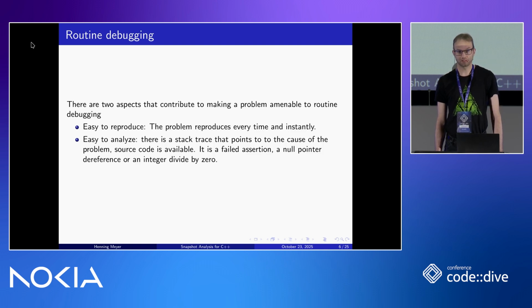The things that make a problem easy to debug are that it needs to be easy to reproduce, and it needs to be easy to analyze. So a null pointer dereference would be the example, or an integer divide by 0. Your debugger will do the right thing and point you exactly at the problem.